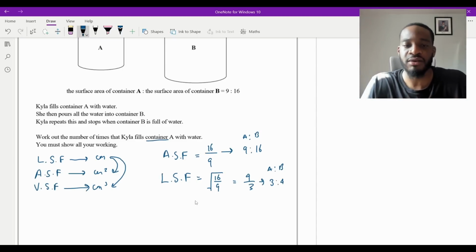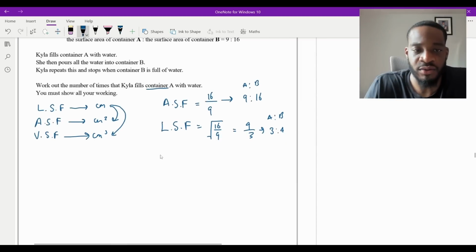So we actually need the volume scale factor. So let's figure that out. So volume scale factor, as we can see from here, we would cube the length scale factor, wouldn't we? So we would do the cube of this thing, 4 over 3, which is going to equal 4 cubed is 64, 3 cubed is 27. So therefore, it's 64 divided by 27.